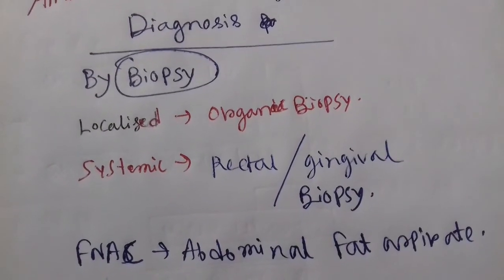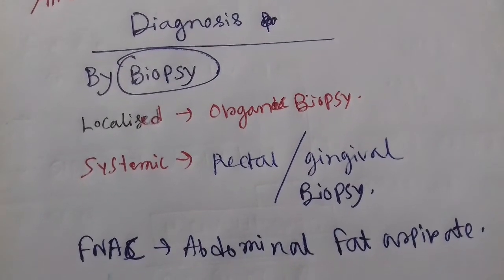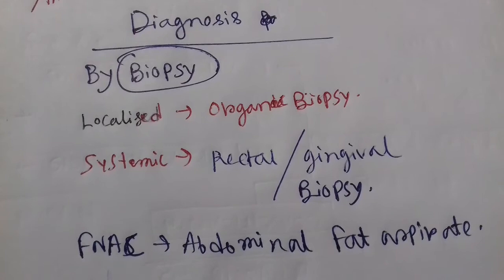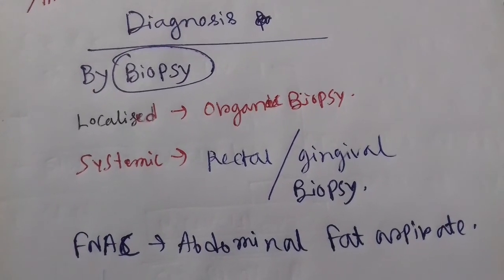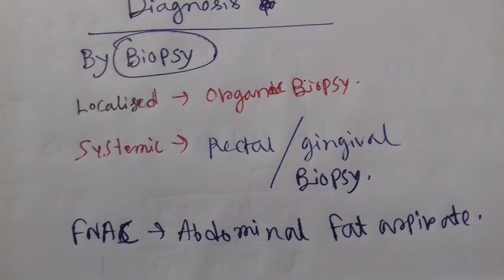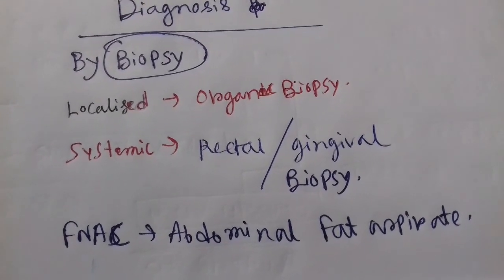The diagnosis is basically done by biopsy. In case of localized amyloidosis, an organ biopsy is done, and in case of systemic amyloidosis, a rectal or gingival biopsy is taken. And nowadays FNAC is also done from abdominal fat aspirate.